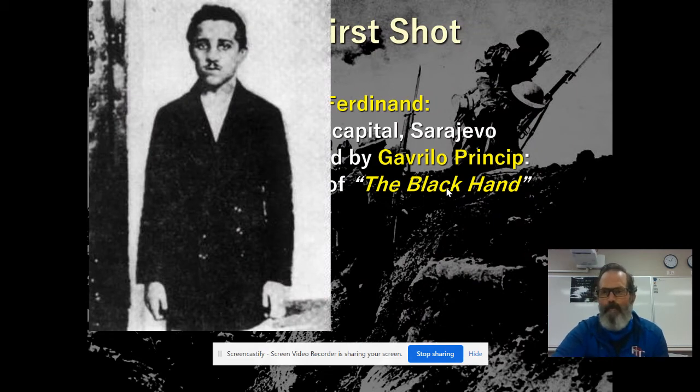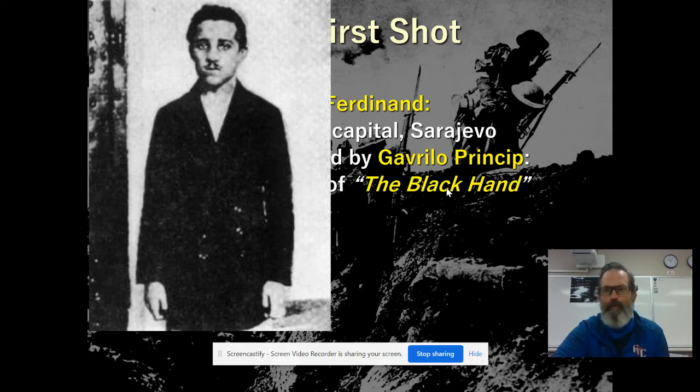Gavrilo Princip is the man credited with actually killing the Archduke. You can see he's not a very big man, but he's the one who actually got to do it. And he didn't get him on his first attempt. He got scared and he left.